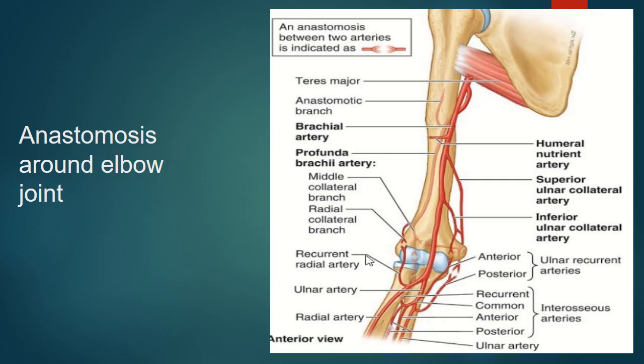These 8 branches form an anastomosis around the elbow joint. This anastomosis around the elbow joint links the brachial artery with the upper ends of the radial and ulnar arteries. This anastomosis supplies the ligaments and bones of the joint.